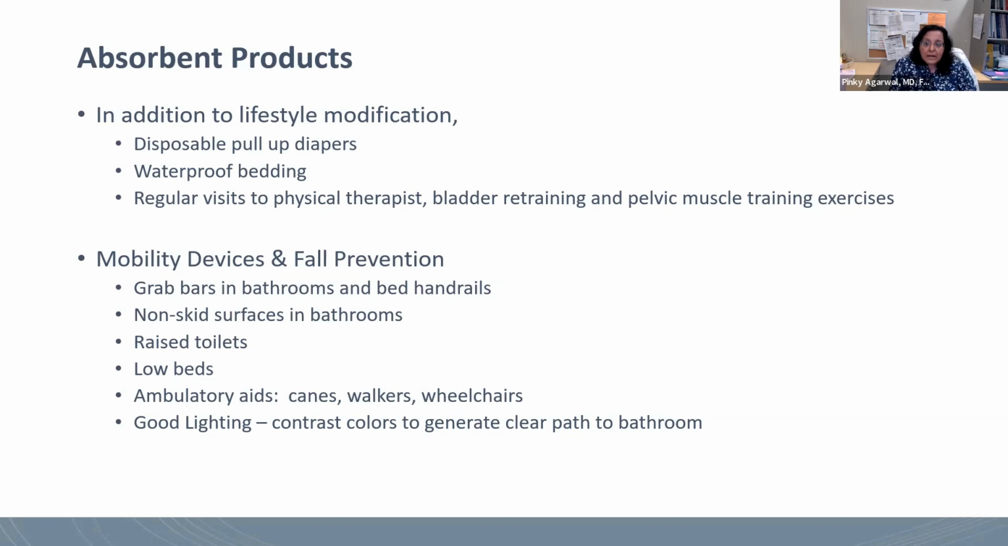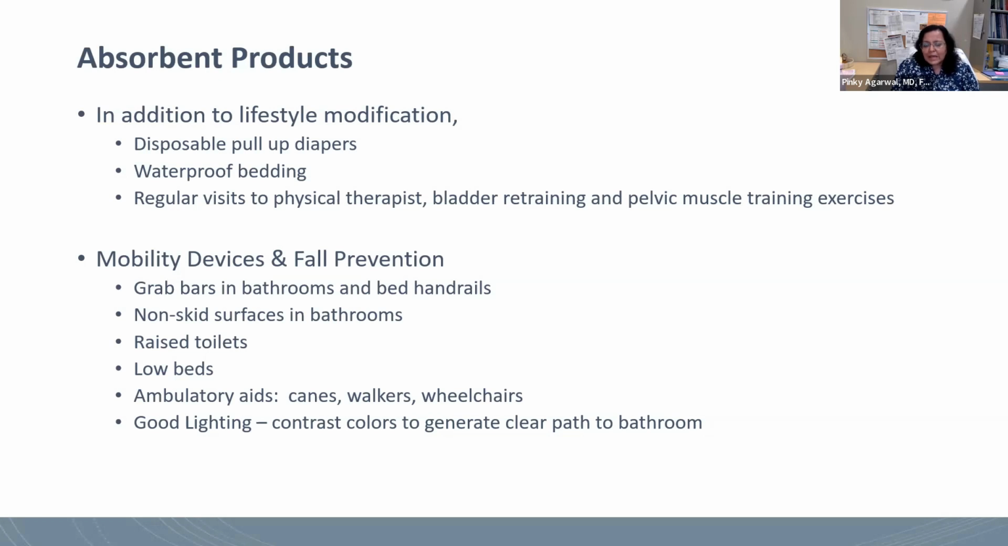Because in Parkinson's, people can sometimes be off at night and there can be balance problems, it's important to have grab bars in the bathroom and bed handrails, non-skid surfaces in the bathroom, raised toilet seats, and low beds, because you want to be able to step off easily from the bed. Ambulatory aids too: even if you don't use an aid like a cane in the daytime, it makes sense to use one at night when you may be off or when you may have taken something for sleep. So you could use a cane or a walker or a wheelchair at night.